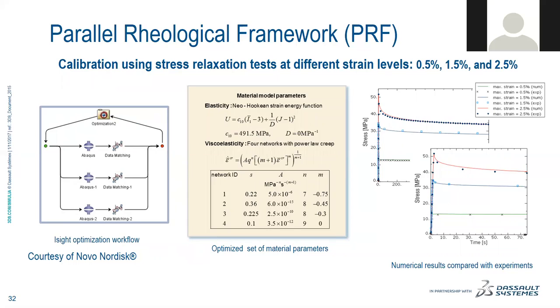When you have those, you run the models with a set of material parameters and try to match the output of those models with experimental data. Once you match them, you can put those material parameters into the optimization, and it gives you the optimized configuration for the material parameters, which you can put back into Abaqus. So you can use this advantage of iSight to calibrate your models with the test data.